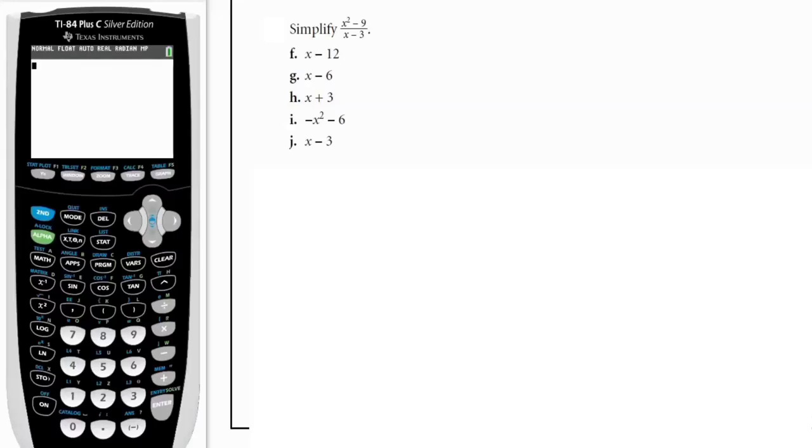In this video, we're going to learn how to solve this ACT math question easy and fast using the TI-84 Plus scientific calculator. This question is under difference of two squares. It's very simple. Just looking at the question, I already know that the correct option will be option H, x plus 3. It says simplify x squared minus 9 over x minus 3. But let's do it with a calculator.